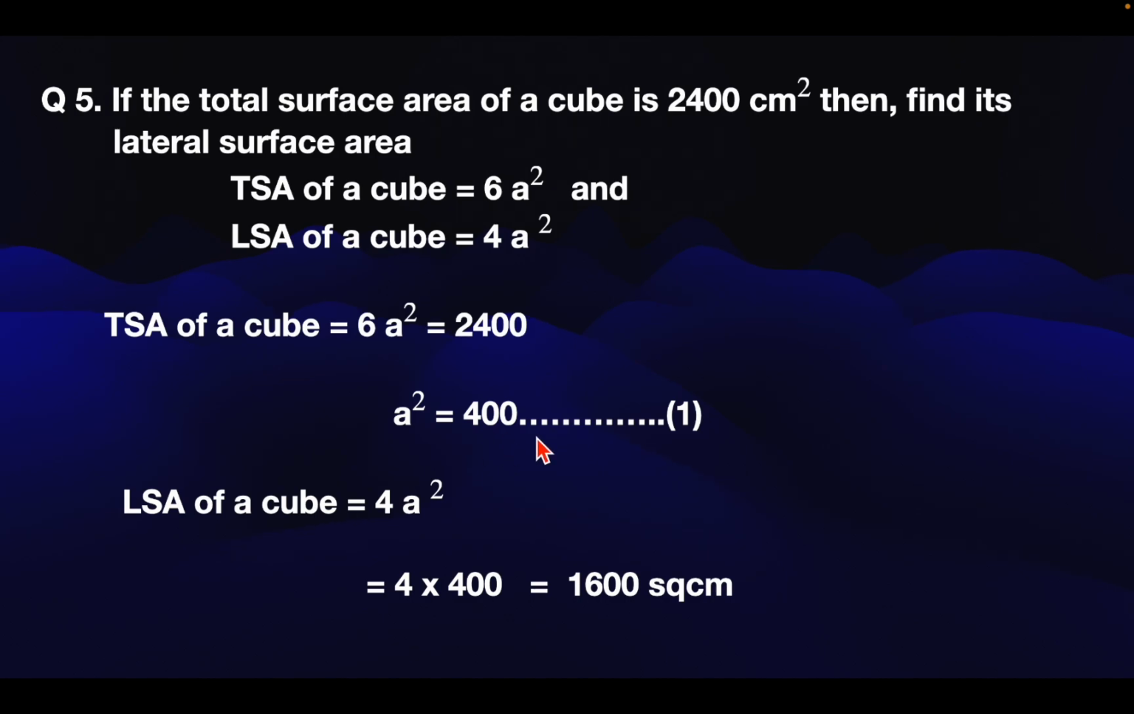We'll leave it as it is because we are going to substitute this in LSA. Write down the formula for LSA, 4a square. So here in place of a square, write down 400. So 4 into 400 is 1600 square centimeter. So in this sum, they have given us the TSA and they are asking us to find the LSA. So we'll keep this a square as it is and substitute for LSA.